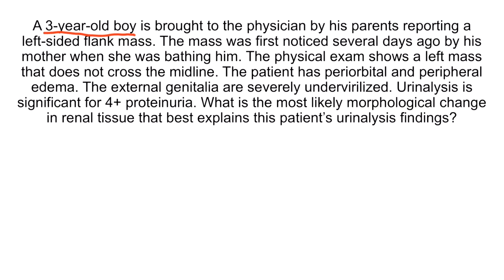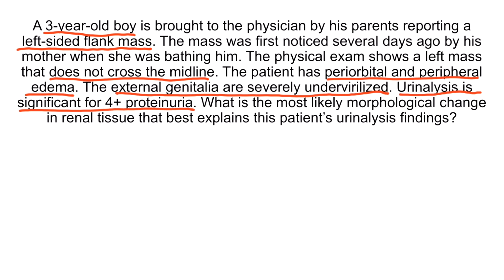A 3-year-old boy is brought to the physician by his parents reporting a left-sided flank mass. The mass was first noticed several days ago by his mother when she was bathing him. The physical exam shows a left mass that does not cross the midline. The patient has periorbital and peripheral edema. The external genitalia are severely undervirilized. Urinalysis is significant for 4+ proteinuria. What is the most likely morphological change in renal tissue that best explains this patient's urinalysis findings?